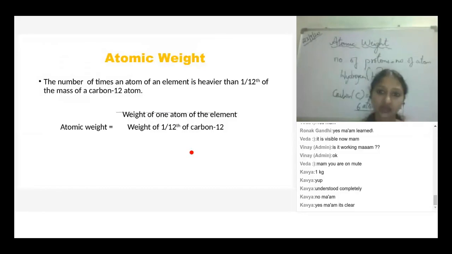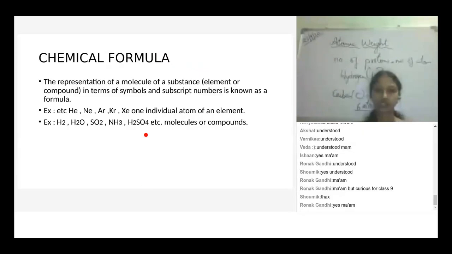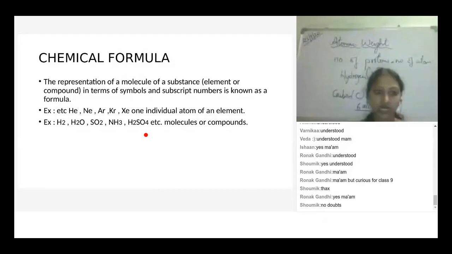Understood, children? Rona? Arya? Yes. The chemical formula is also a very good concept. You are going to learn this in chapter 2 in standard 9, but we have given a bit of an idea about the chemical formula.